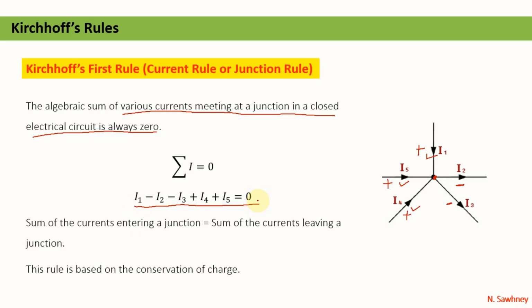In an electrical circuit, current cannot be stored at a junction. This we have just seen. So we can say that this law supports the law of conservation of charge. Nothing is stored at this junction. Whatever currents are entering, the same are leaving. So the sum of the currents entering and leaving is the same. So this rule is based on the conservation of charge.